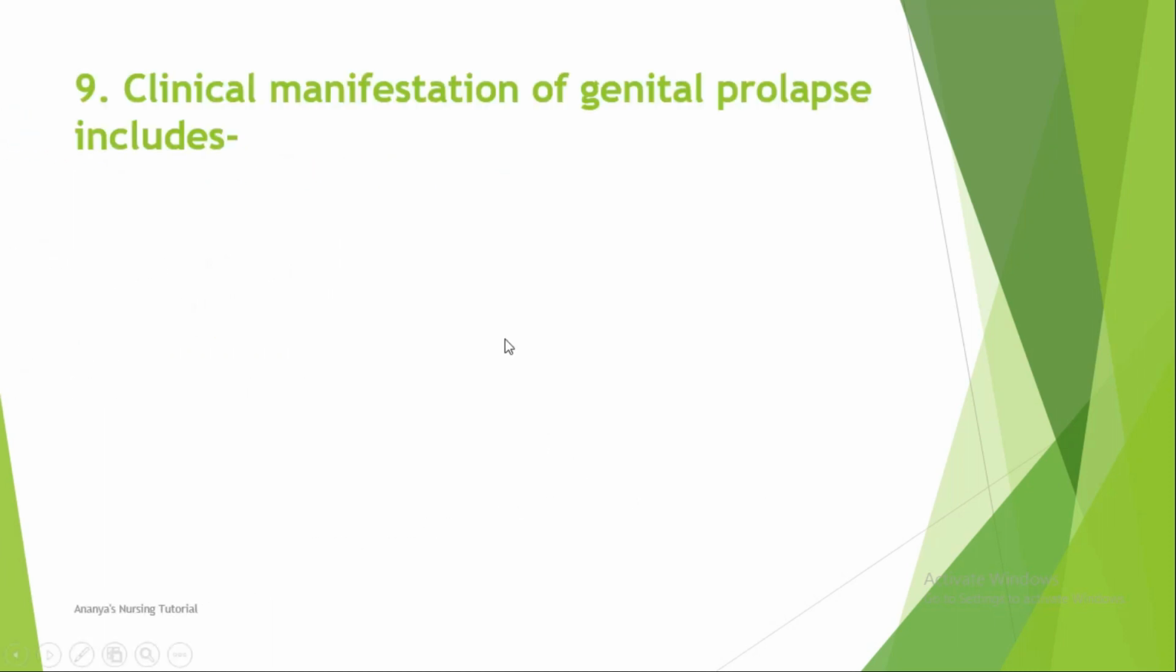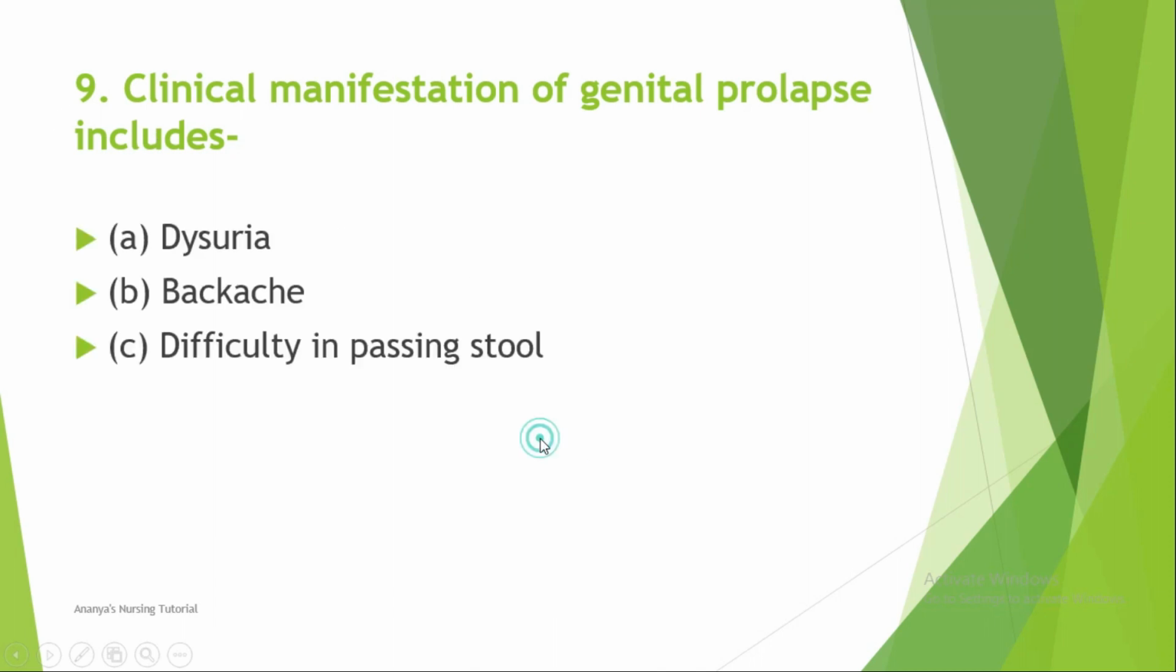Next, clinical manifestation of genital prolapse. Genital prolapse, we will all know. Clinical manifestation of genital prolapse. It includes dysuria, backache, difficulty in passing stool, all. Correct answer is all. Dysuria means difficulty in passing urine, backache and difficulty in passing stool. All of the symptoms are seen in genital prolapse.